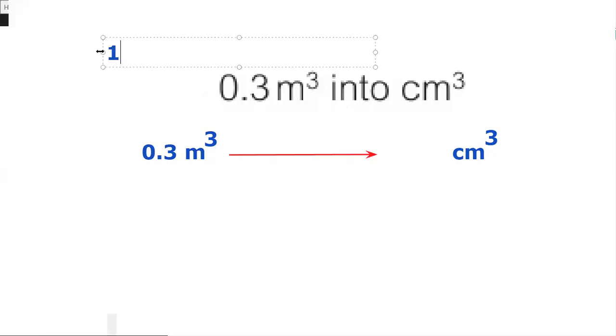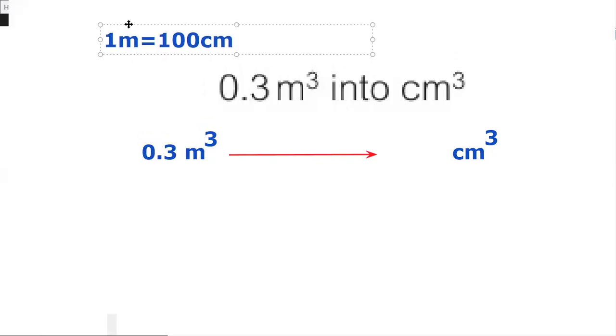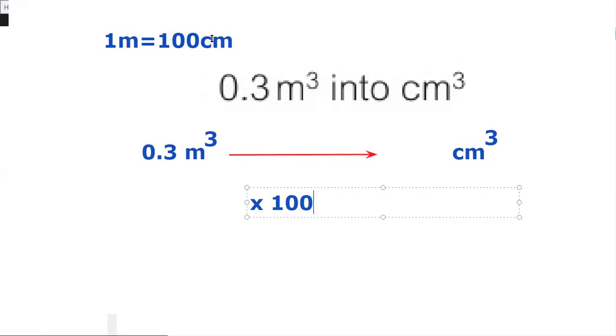I know that 1 meter equals 100 centimeters. This is very important to understand, and you have to memorize these conversion ratios or rates. So 1 meter equals 100 centimeters. Now I'm going to use this to convert meters to centimeters. Basically, meters are bigger than centimeters. It means when you convert, you have to multiply. So here you have to multiply by 100 because the ratio between them is 100. Now here you have to multiply to turn a meter into centimeter.